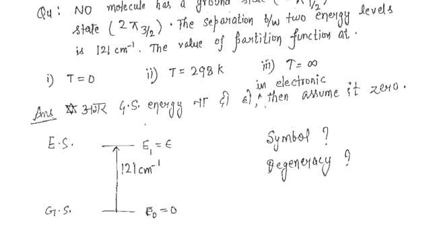And if the ground state energy is 0, and the energy difference between the ground and excited state is 121 per centimeter inverse, then automatically we can say that this is the energy of the excited state. Alright, now we have been given the levels of the ground and excited state.